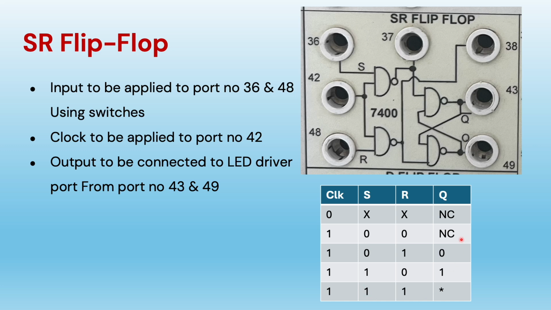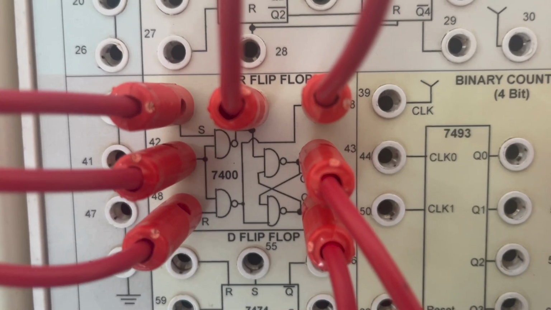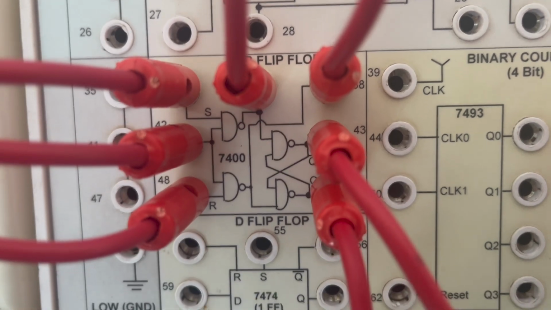And for the SR flip-flop to work, the clock input should be set to high value. So when clock is at low value, irrespective of SR, output is in the no change state, that is it retains the previous value. So we'll verify this truth table by changing the clock and the input values using switches, and we'll observe the Q and Q bar output on the LEDs. Let's do the experiment of SR flip-flop.